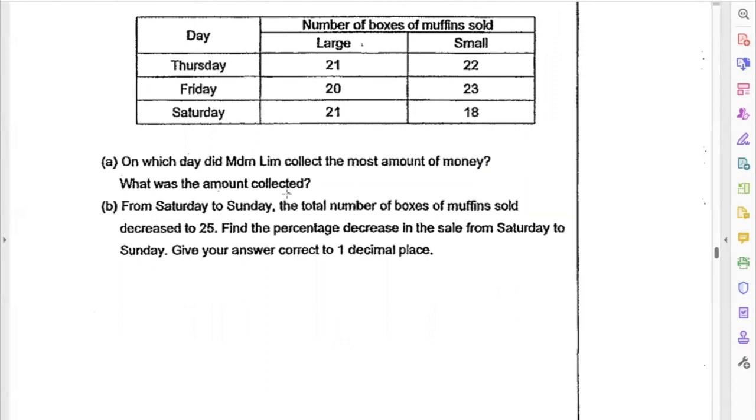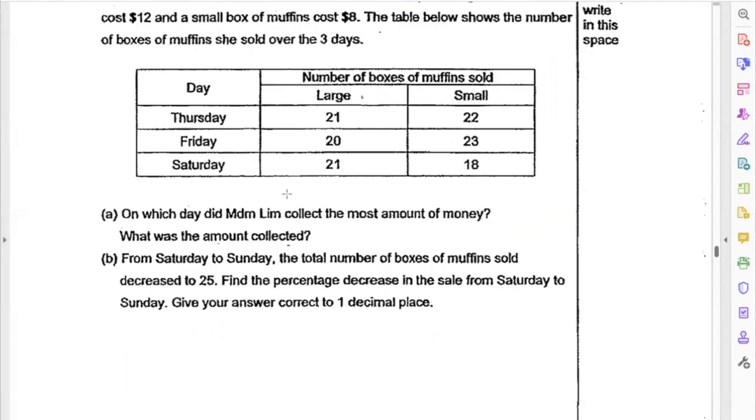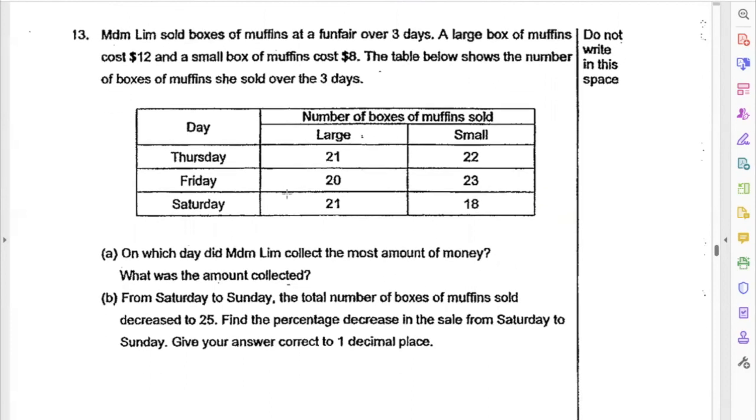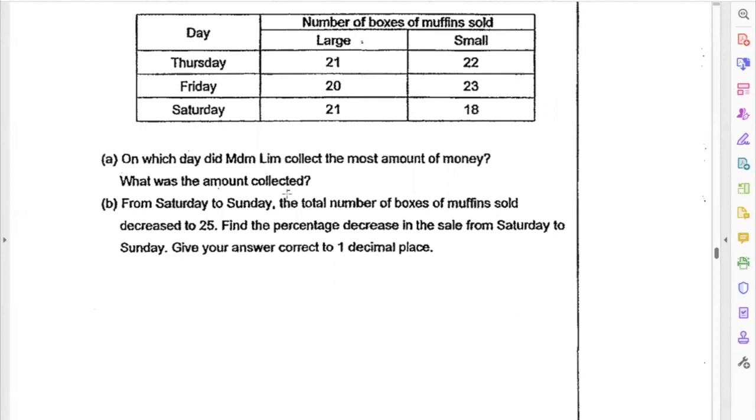Let's continue. On which day did Madam Lim collect the most amount of money? So let me read the question. It says $12 for large and $8 for the small. Okay, so let me write down here: $12 for the large and $8 for the small. To know which day Madam Lim collected the most, you've got to multiply out. First, you use a calculator: 21 times 12 plus 22 times 8.